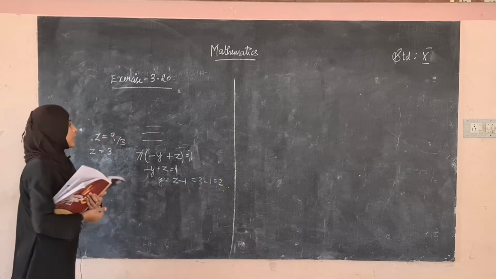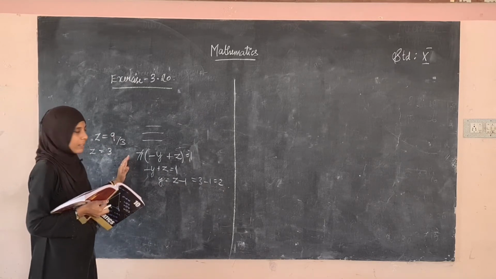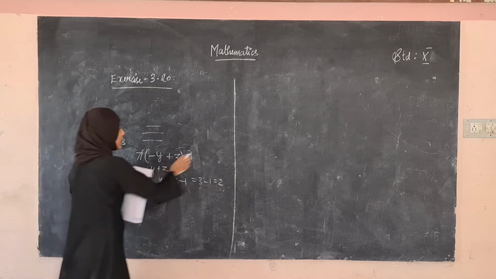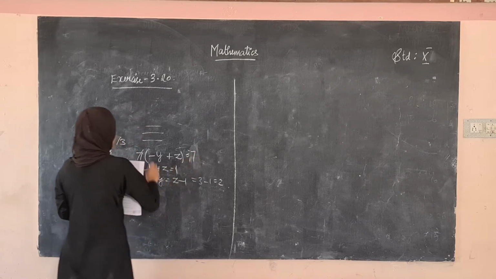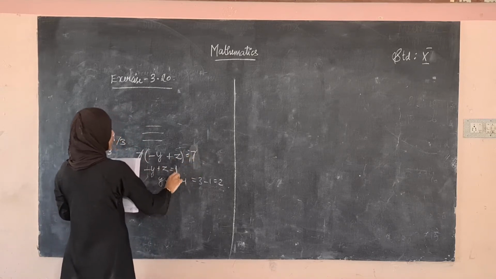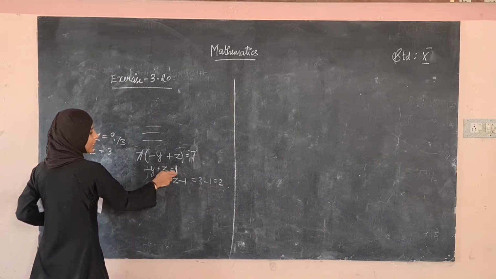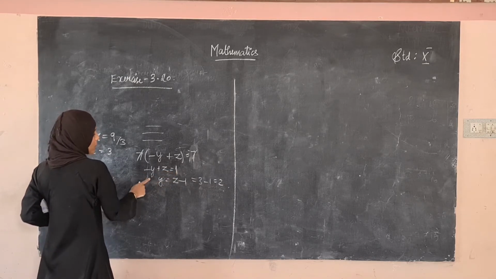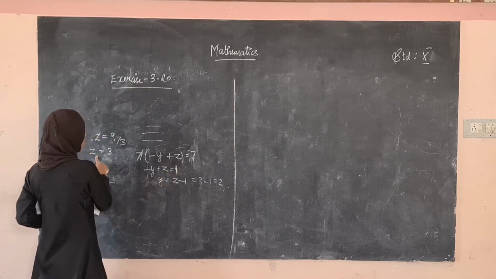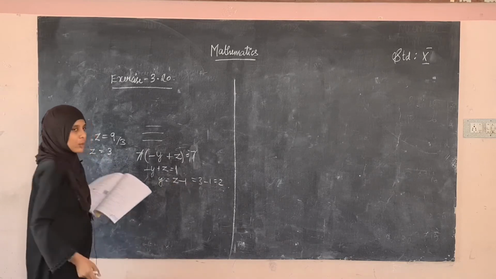Can you understand me? See, on the left hand side we are taking 7 outside, and on the right hand side we have 7, right? So cancel this 7, we have minus y plus z is equal to 1. Take this y to the right hand side and take this 1 to the left hand side. So what happens? y is equal to z minus 1. We already know z is equal to 3. So 3 minus 1 is 2.